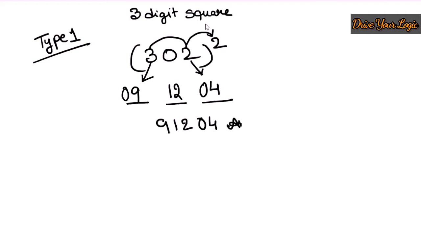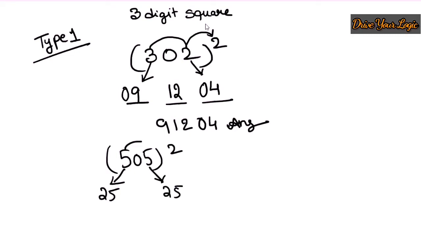So this is your answer. Clear? This is when the center is 0. One more example I'm showing you, like 505 square. So 5 square is how much? 25. Here also 5 square is 25. Then 5 into 5 into 2. Here what have I done? 3 into 2 into 2: 3 into 2 is 6, 6 into 2 is 12. That's why you got 12 here.